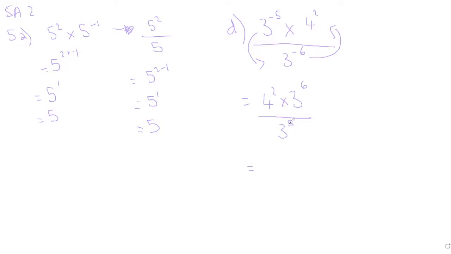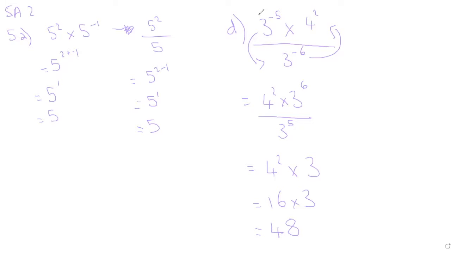And then these ones match, so my base numbers match. So when I'm dividing, I subtract my powers. So this is 4 squared times 3, right? Because 6 minus 5 is just 1. So that gives me 16 times 3. And then all I do is multiply 16 by 3. So 10 times 3 is 30, 6 times 3 is 18. That gives me 48. All right, so that is question 5.